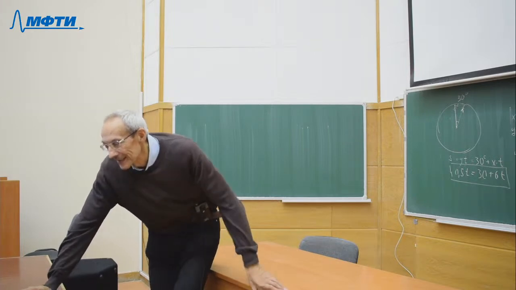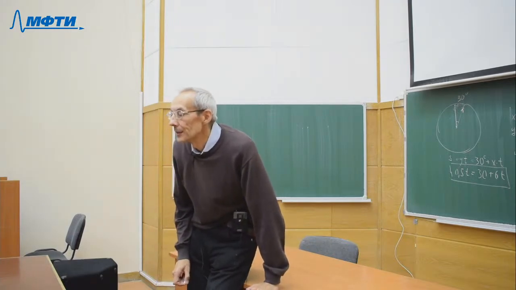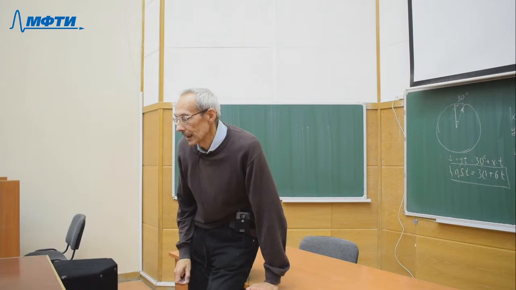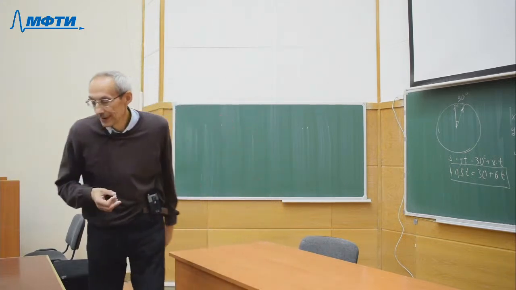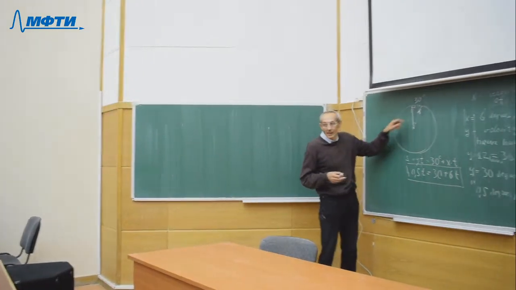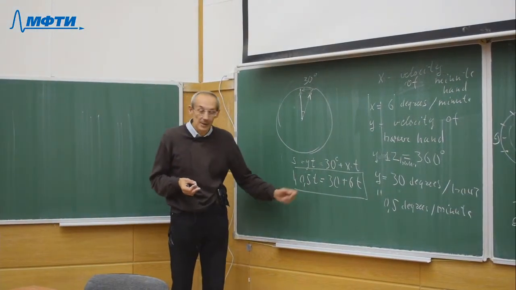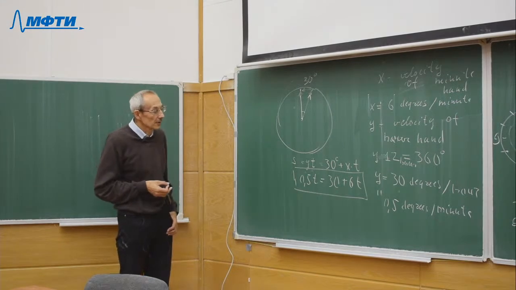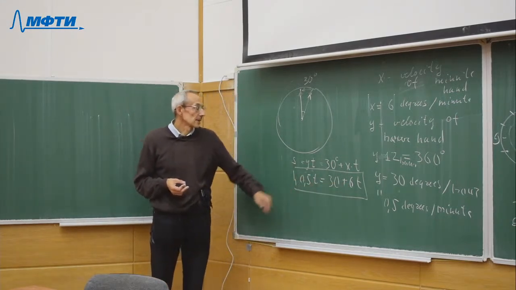You suggest that the moment when the hand is in position 1 hour, after that it does not move. It is wrong. Both hands move, and this is the exact equation to define the exact value of t.